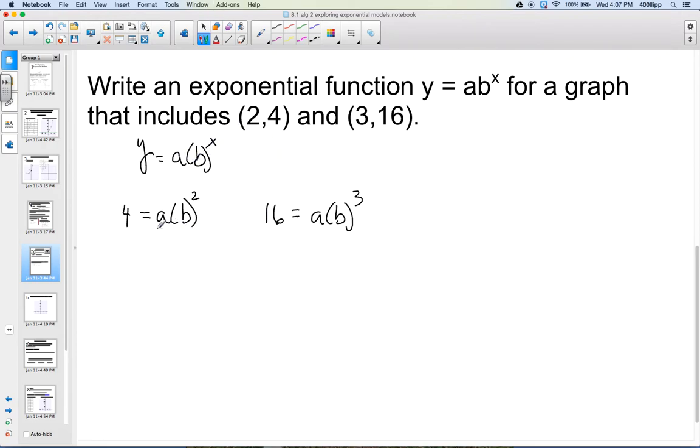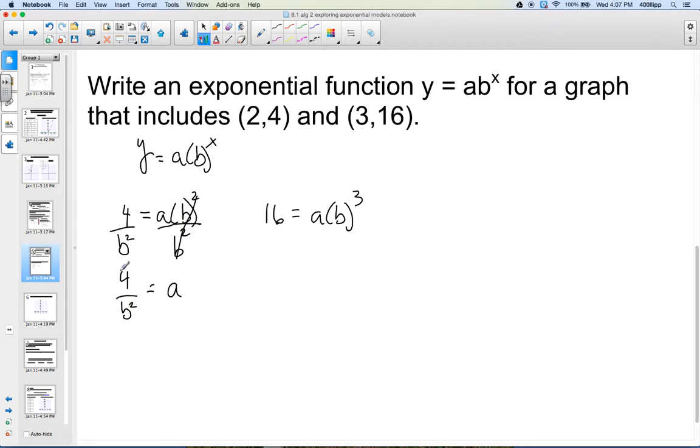Okay, so I'm going to solve for a in the equation that has b to the lower exponent. So this one has b squared, this one has b cubed. So I'm going to divide both sides by b squared here, and then we can cancel this out, and therefore a is equal to 4 over b squared.